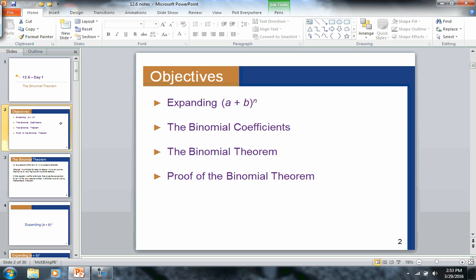And today we're just going to talk about expanding a binomial to a certain power, and then we're going to talk about binomial coefficients as well.